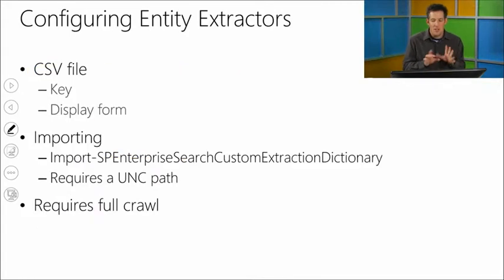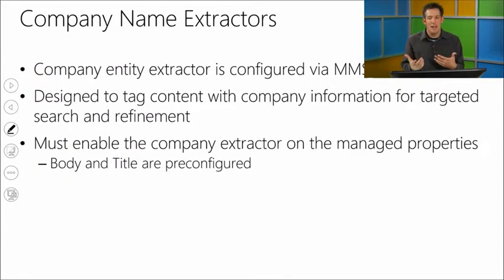Now, in order to set this up, you will notice that we need a CSV file. You'll also notice that we need to import that in. And last but not least, this is going to require a full crawl. I am going to come back in a couple of minutes and demo this. But before we get into that, I also want to highlight company name extractors, because chances are this is going to be one of the biggest things you'll be looking for.